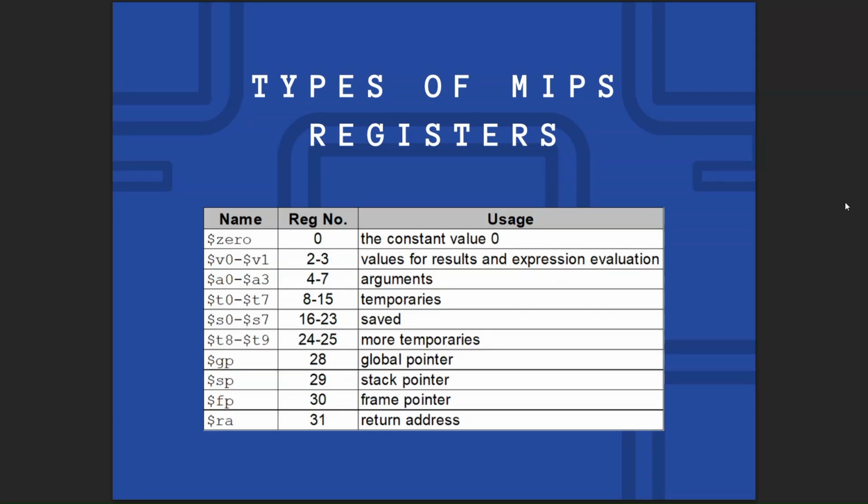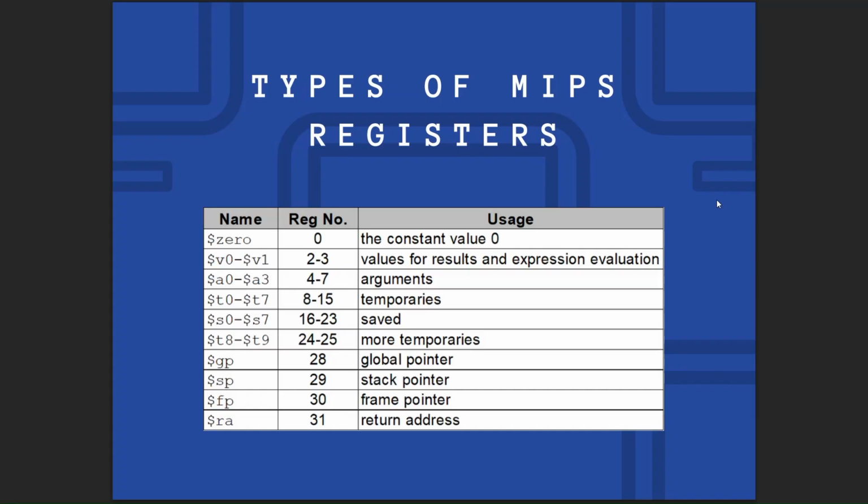Registers 16 through 23 are $S0 through $S7. These are saved registers. If you use these in a function, you must save their original values and restore them before returning. The caller expects them to be unchanged. Registers 24 and 25 are $T8 and $T9. These are more temporary registers with the same convention as $T0 through $T7.